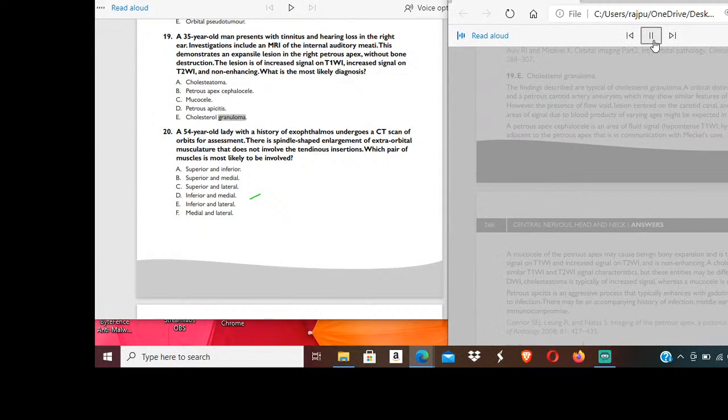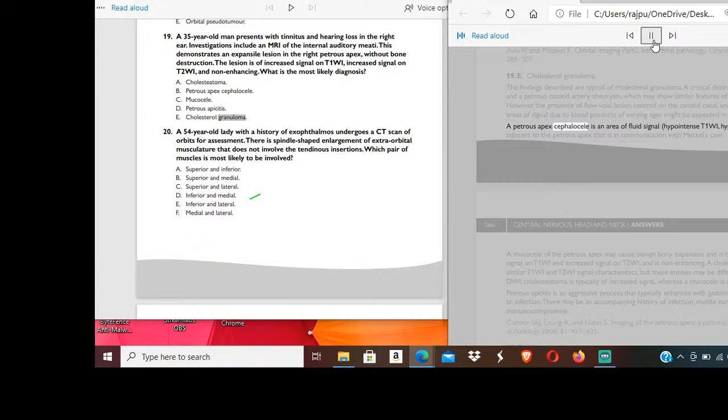Aviv RI and Miszkiel K. Orbital imaging part 2, intraorbital pathology. Clinical Radiology 2005, 60, 288-307. 19. E. Cholesterol granuloma. The findings described are typical of cholesterol granuloma. A critical distinction is between this and a petrous carotid artery aneurysm, which may show similar features of increased T1WI signal. However, the presence of flow void, lesion centered on the carotid canal, and additional complex areas of signal due to blood products of varying ages might be expected in an aneurysm.